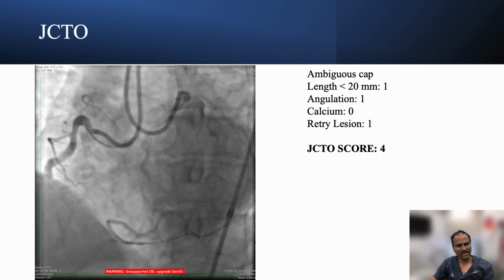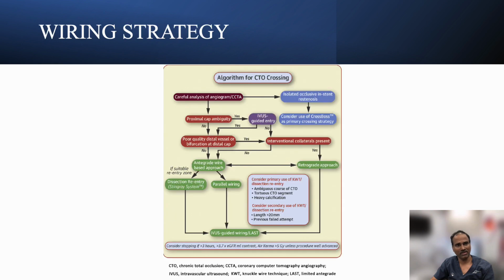With that understanding, this is the JCTO score for this patient. You can see the cap is kind of ambiguous, but there is only a small side branch, so I was guided that cap puncture is not possible. We can just scratch and go. It's a long lesion, and there is definite angulation because we are anticipating a loop here, and it's a retry lesion. So overall it is JCTO score 4.